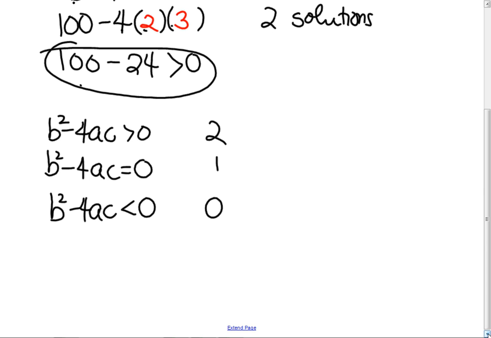Now I'm going to find out if you really know how to do this. If you do well, I'll put it in summative. If you don't do well, I'll put it in formative.